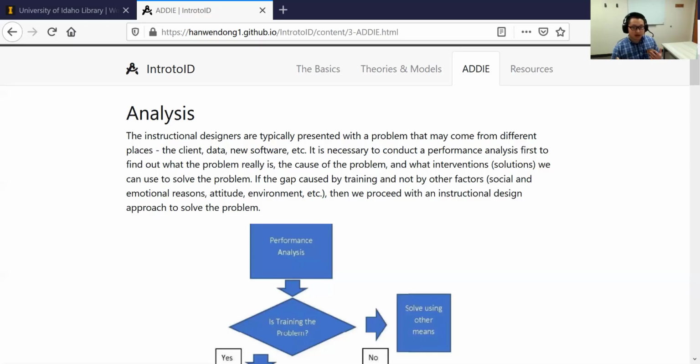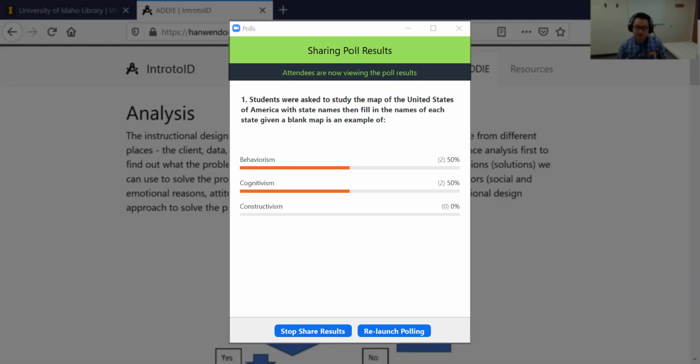The correct answer is actually cognitivism. Because the students already studied the map, and now they need to process using what they already know based on the knowledge and start some mental processing. That's why it's an example of cognitivism.